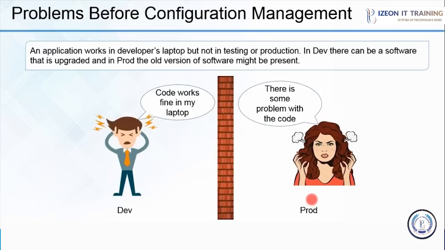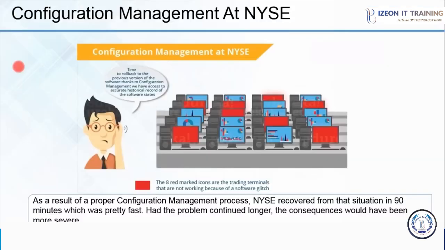So now I'll move forward and I'll tell you how important configuration management is with the help of a use case. So, configuration management at the New York Stock Exchange. All right. This is the best example of configuration management that I can think of. What happened? A software glitch prevented the New York Stock Exchange from trading stocks for almost 90 minutes. This led to millions of dollars of loss.